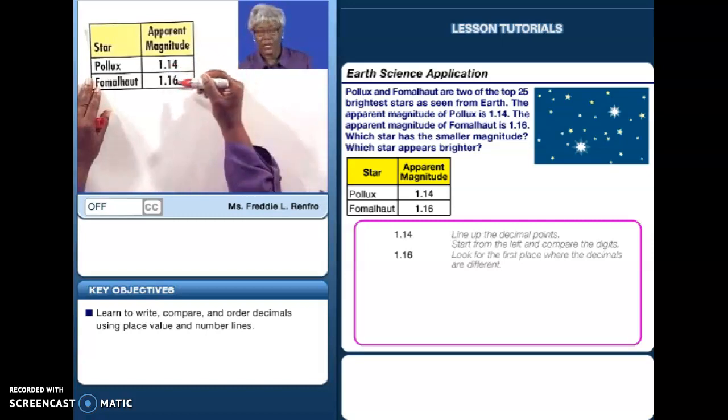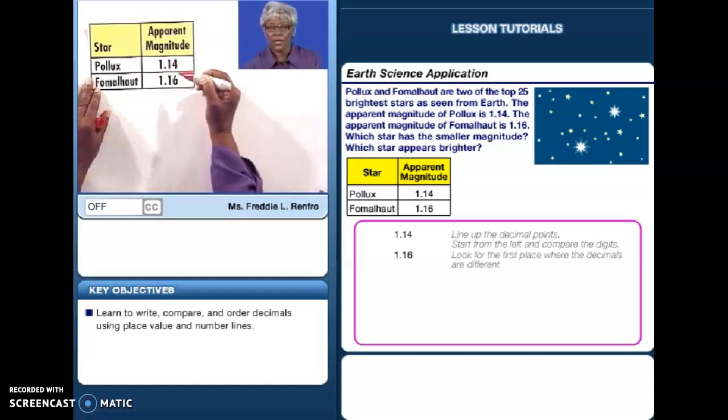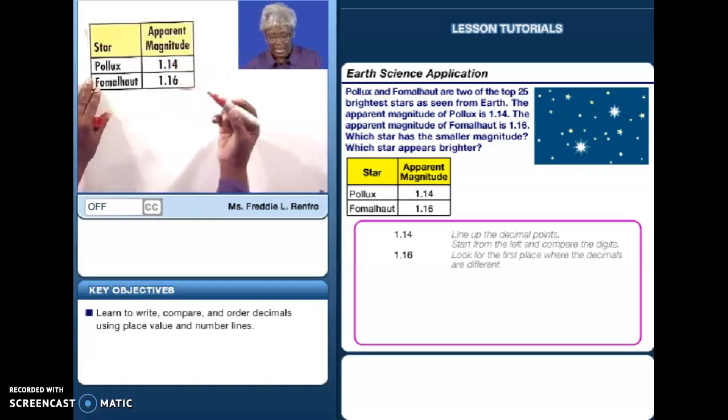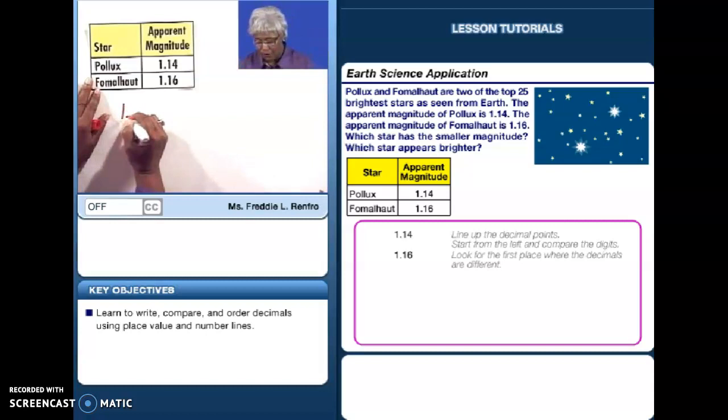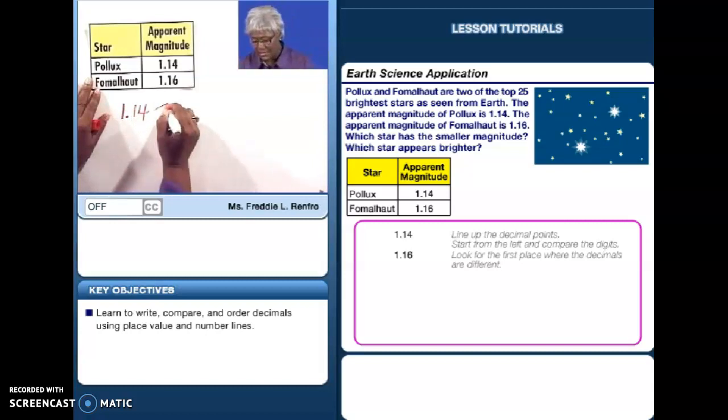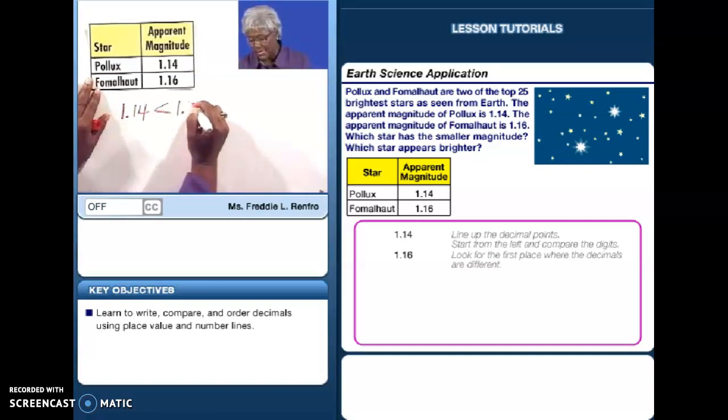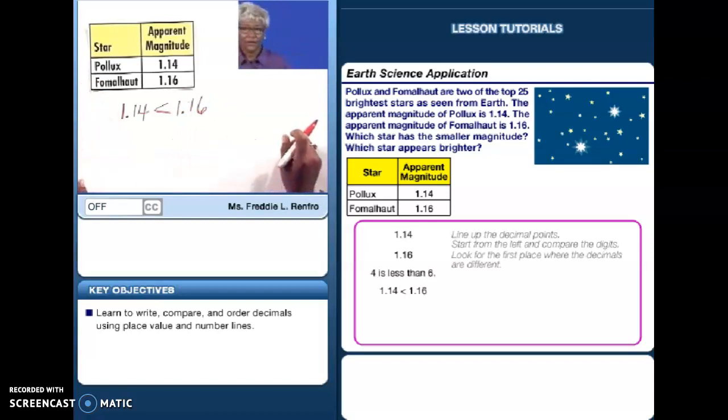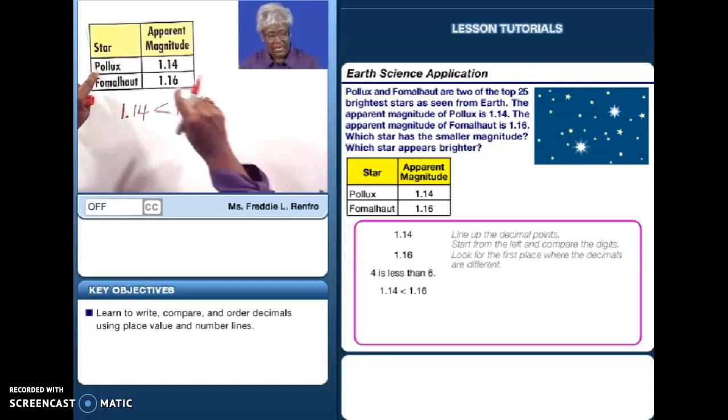Notice we have a 4 and then we have a 6. Which is smaller? Since 4 is less than 6, then 1 and 14/100ths is less than 1 and 16/100ths. Therefore, the star with the smaller magnitude is Pollux.